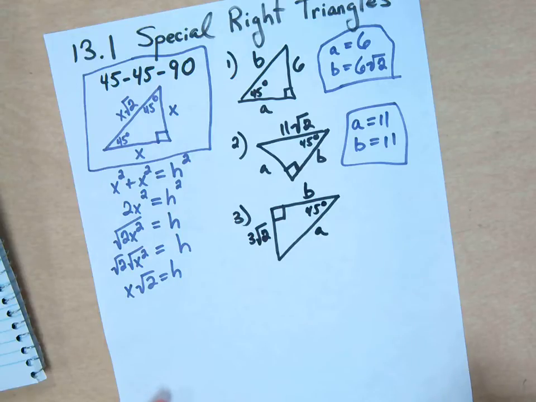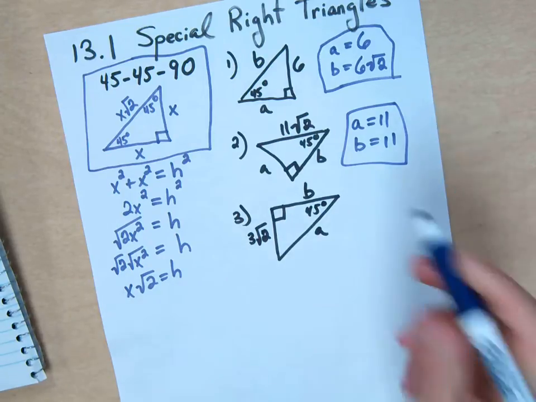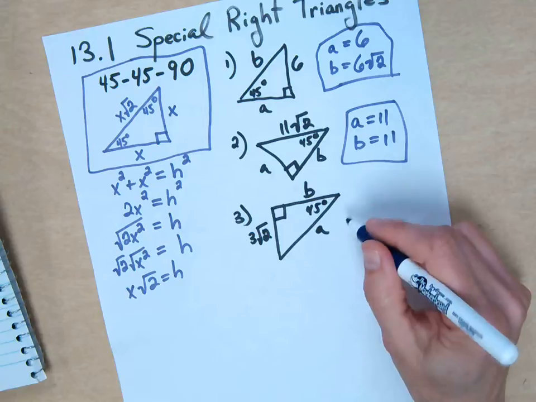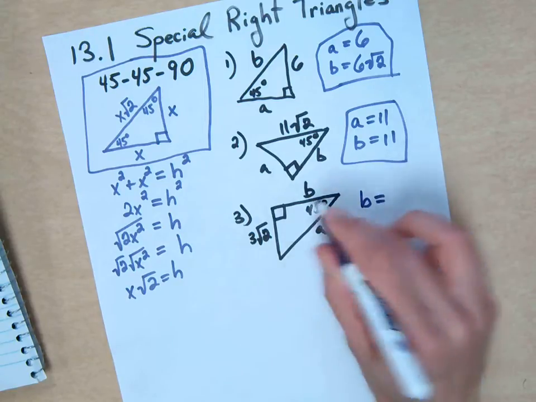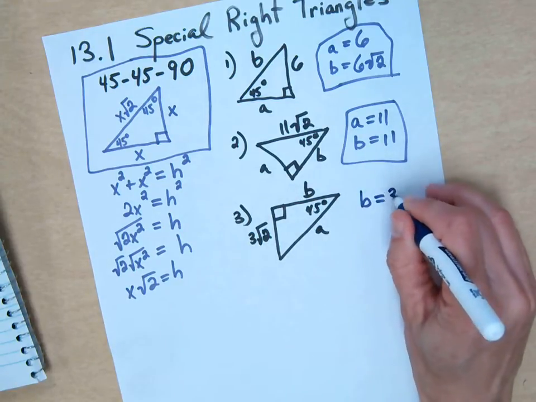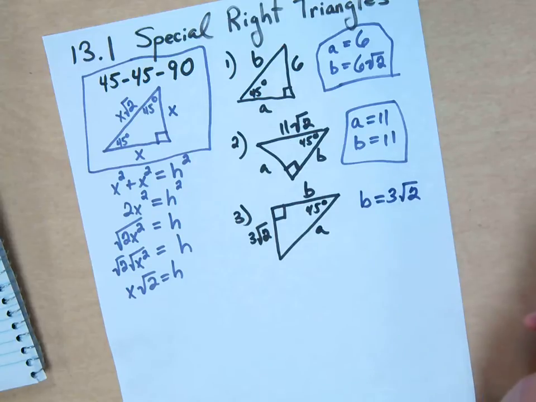Let's see here. What are we going to do there? Well, what's the easier side to do? A or B? B. Yeah, because it's the same. The legs are the same. What is B? 3 root 2. Okay, that was easy. Same.